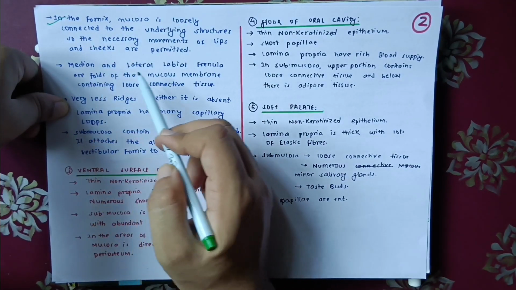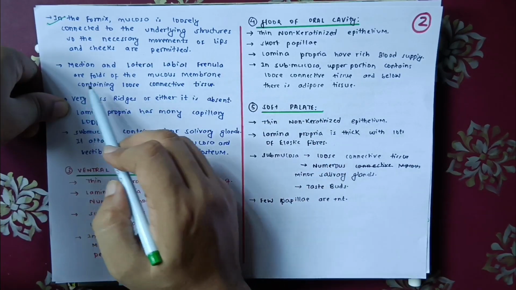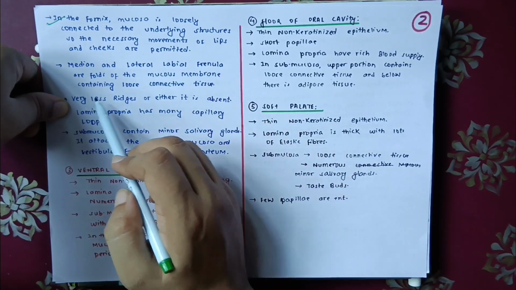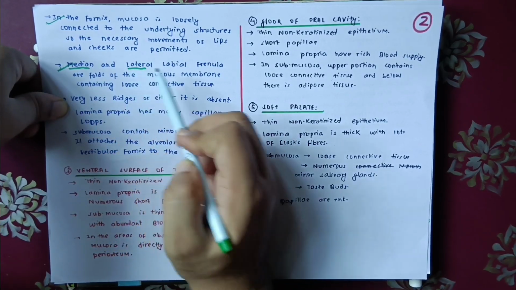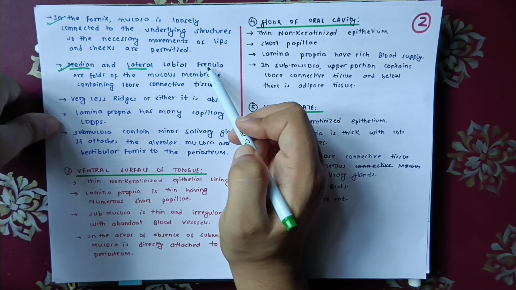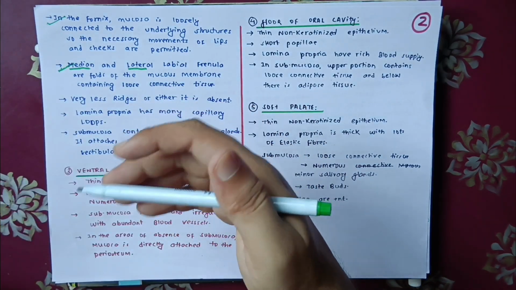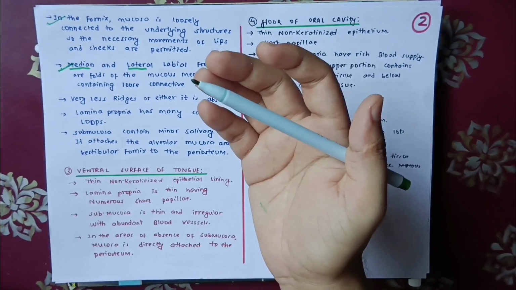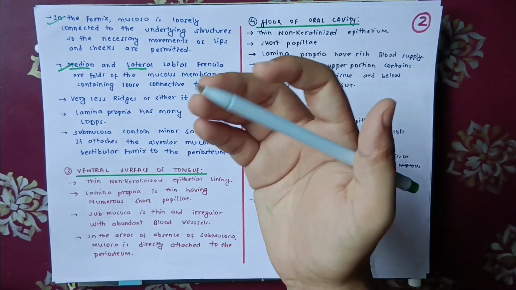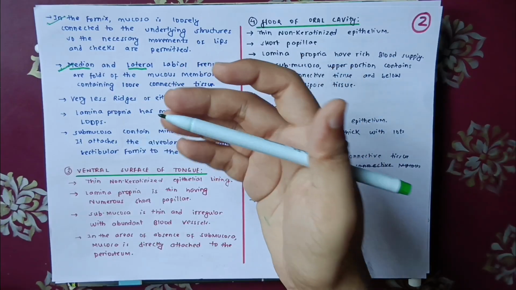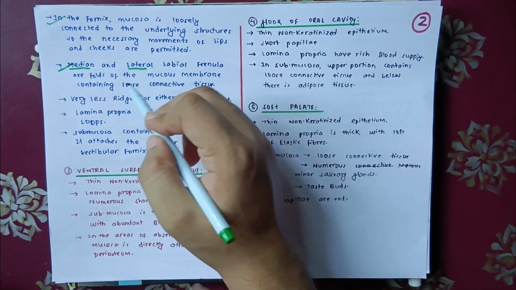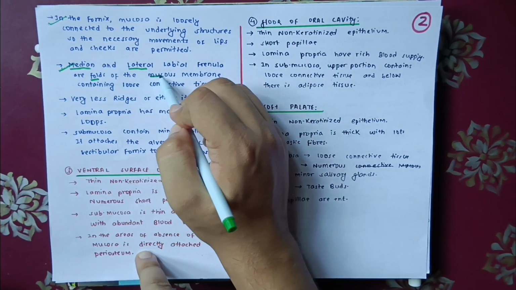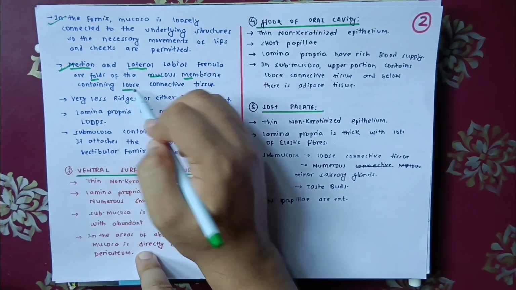After that, the median and the lateral labial frenula are the folds of the mucous membrane containing loose connective tissue. About the median frenum, lateral frenum, buccal frenum, lingual frenum, labial frenum, you have studied in prosthodontics. Those frenula are just folds of the mucous membrane containing loose connective tissue.